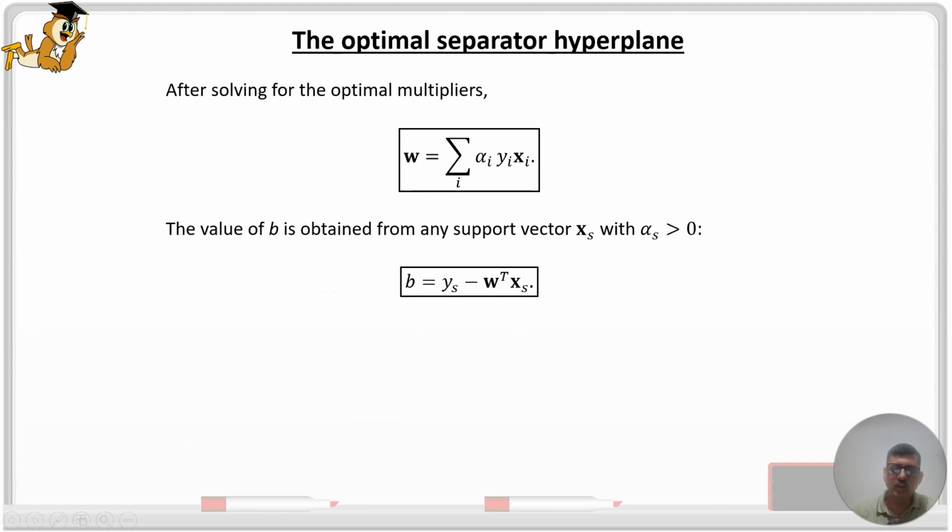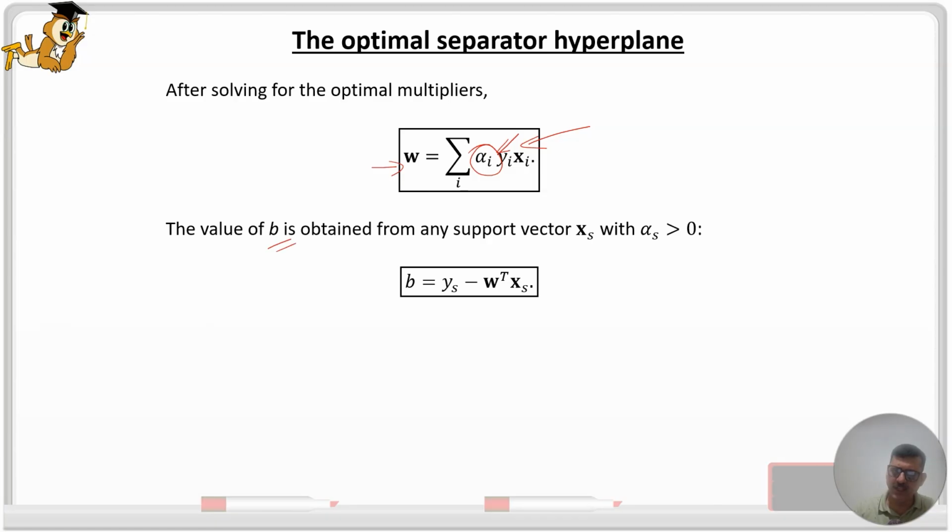Okay, assuming that the alphas have been found after you solved the quadratic programming problem, you can get the W vector, which is simply the summation of alpha i, yi, xi. Remember, xi are your input training points, yi are the labels of those corresponding training points, and alpha i's are the ones that you have just found. You are going to run this sum from i equal to 1 to n.